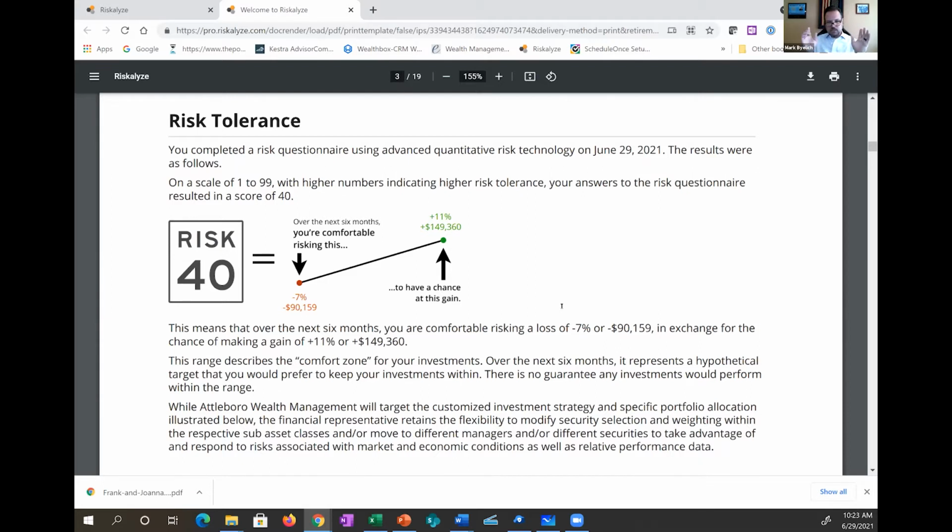So if you think of a line, and I like it that it's kind of like a speed limit sign. I've been using Riskalyze for years when it was maybe 1 or 2 people who developed it. And now this is one of the biggest risk management tools in financial planning and investment management.